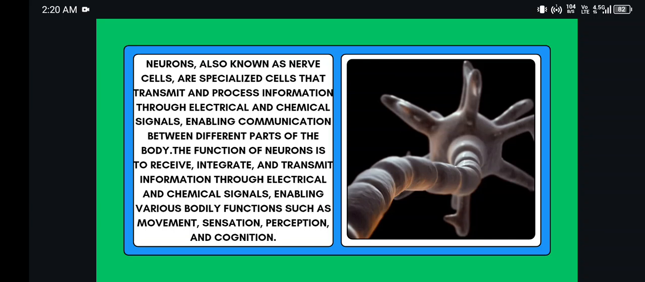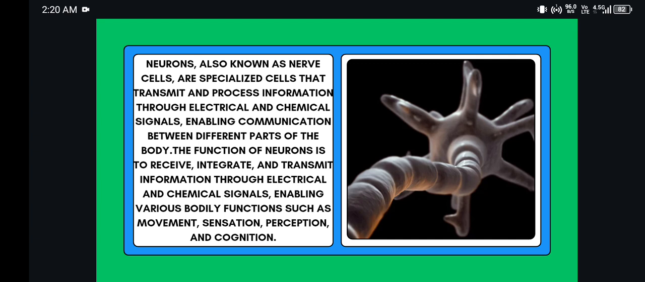So, what are neurons? Neurons are also known as nerve cells and are specialized cells that transmit and process information through electrical and chemical signals, enabling communication between different parts of the body. The function of the neuron is to receive, integrate, and transmit information through electrical and chemical signals, enabling various bodily functions such as movement, sensation, perception, and cognition.